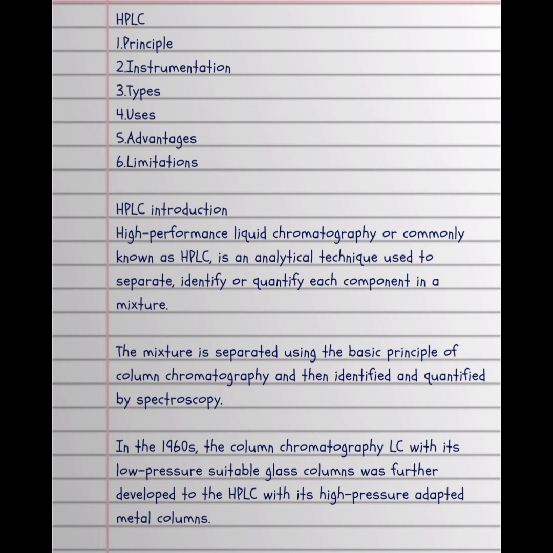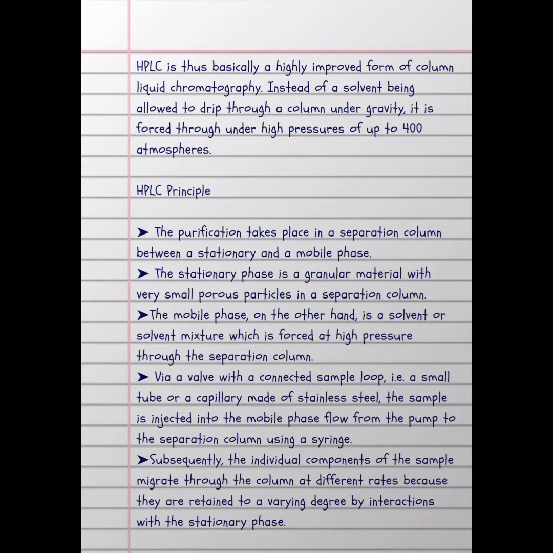spectroscopy. In the 1960s, column chromatography LC with its low-pressure suitable glass columns was further developed to the HPLC with its high-pressure adapted metal columns. HPLC is thus basically a highly improved form of column liquid chromatography. Instead of a solvent being allowed to drip through a column under gravity, it is forced through under high pressures of up to 400 atmospheres.